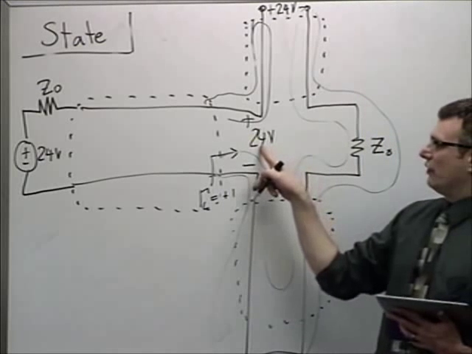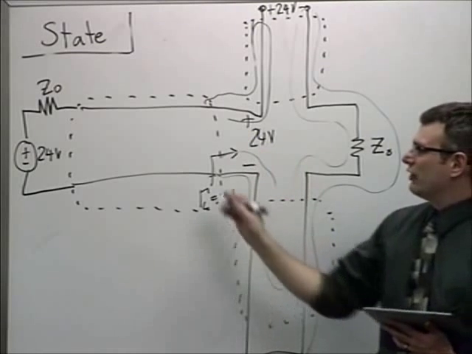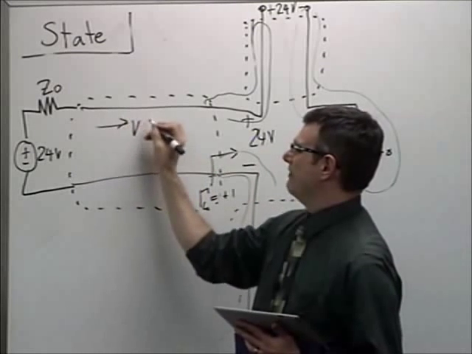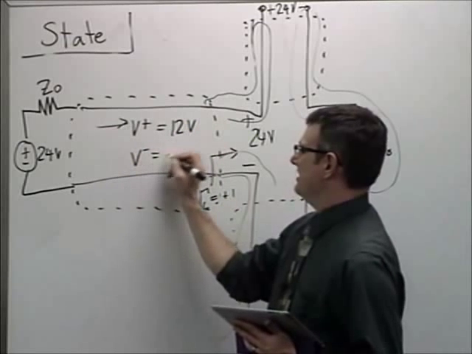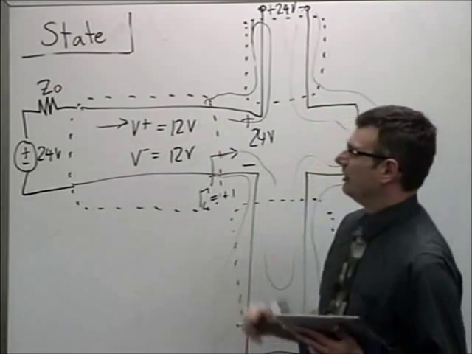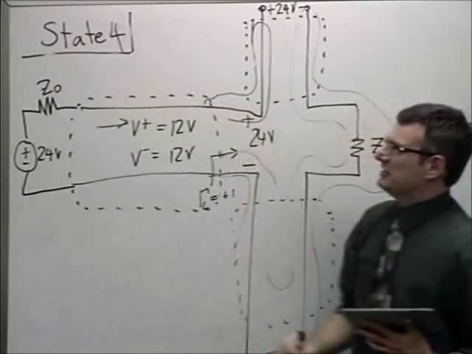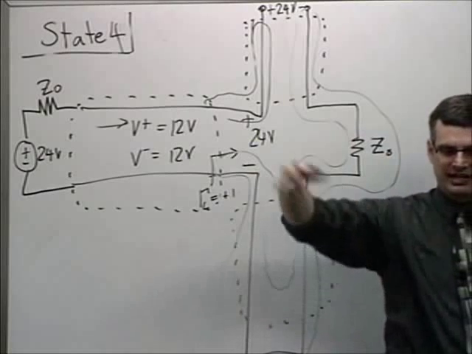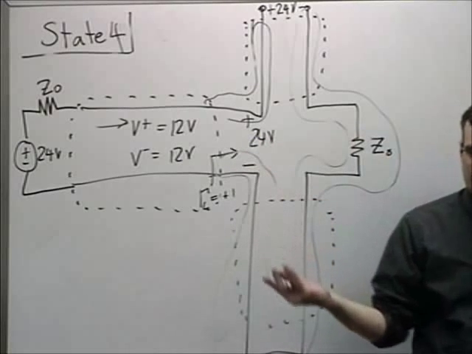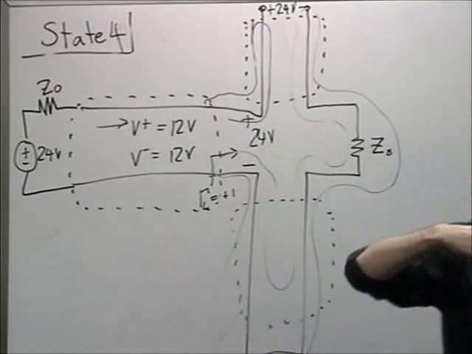If I got 24 volts there, plus 1 reflection coefficient, that means in the steady state I got V plus equal to 12 volts, and I'm back to V minus equal to 12 volts here. How did I get from state 3 to state 4? Well, there was a whole bunch of reflections. Reflections went into and out of all these lines. They could be different lengths, so the transit times might have been different.